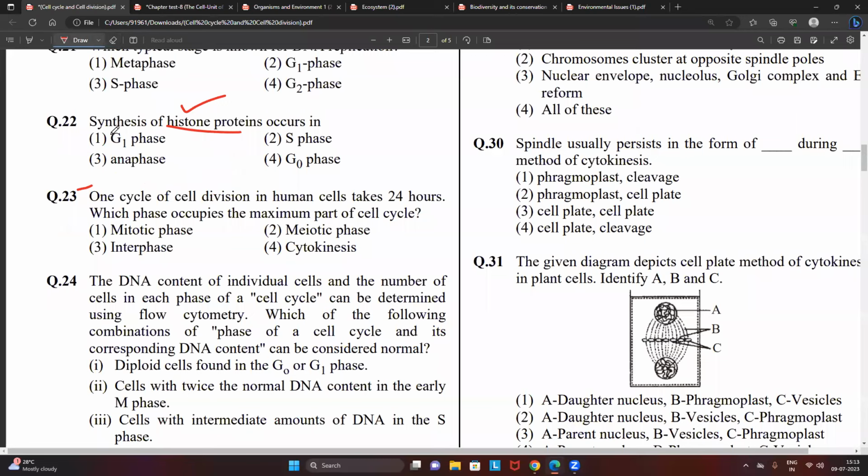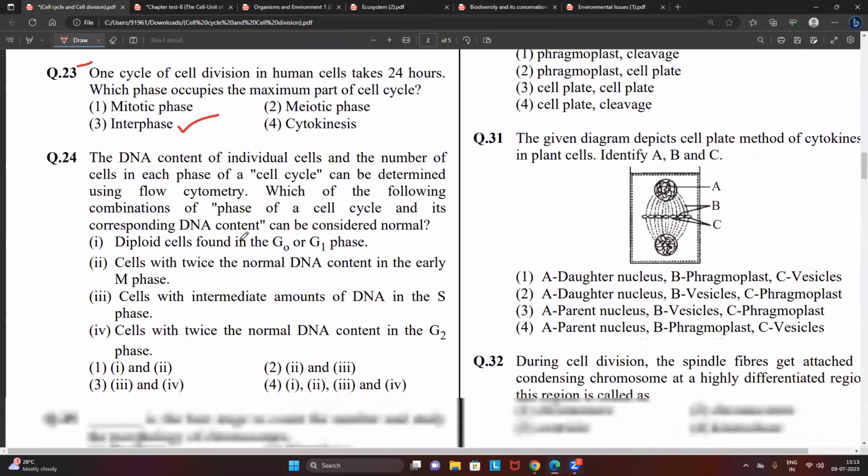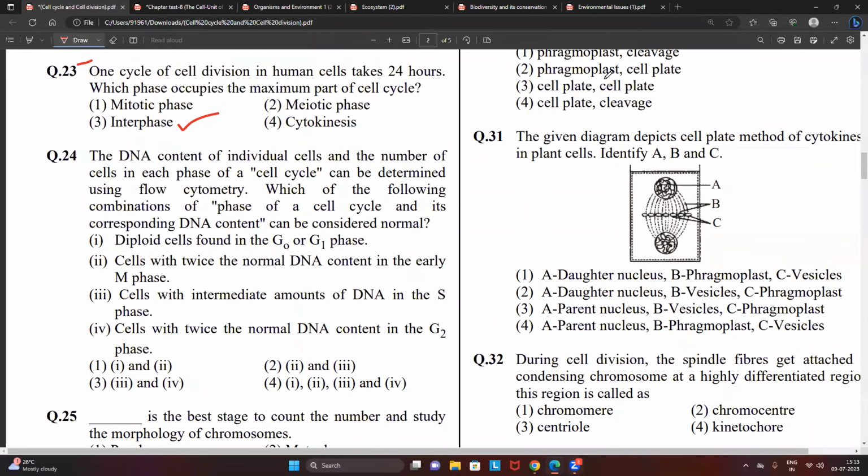Question number 23. One cycle of cell division in the human cell takes 24 hours. Which phase occupies the maximum part of the cell cycle? We all people commonly know that it is the interphase. Okay, friends, take your time of 1 minute and answer the question.